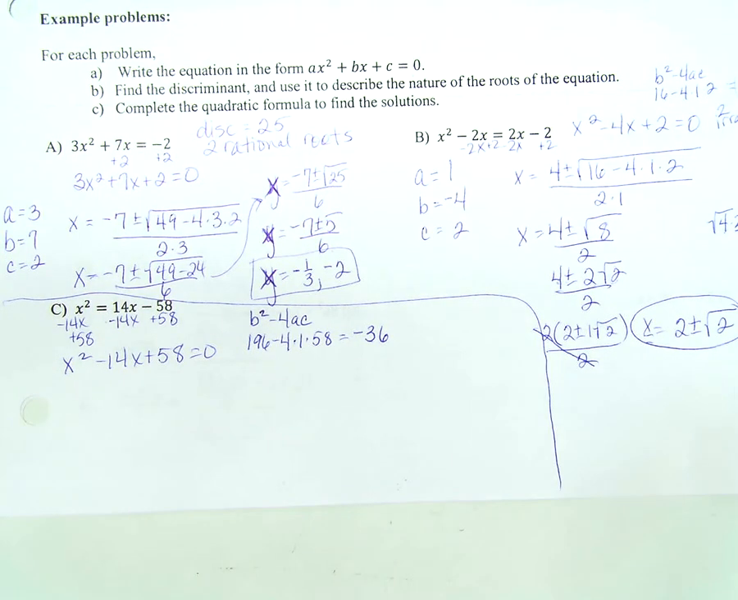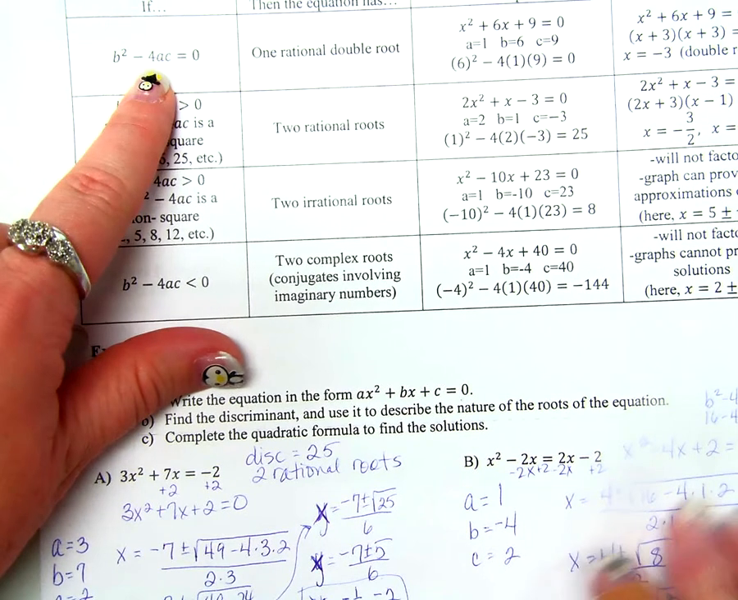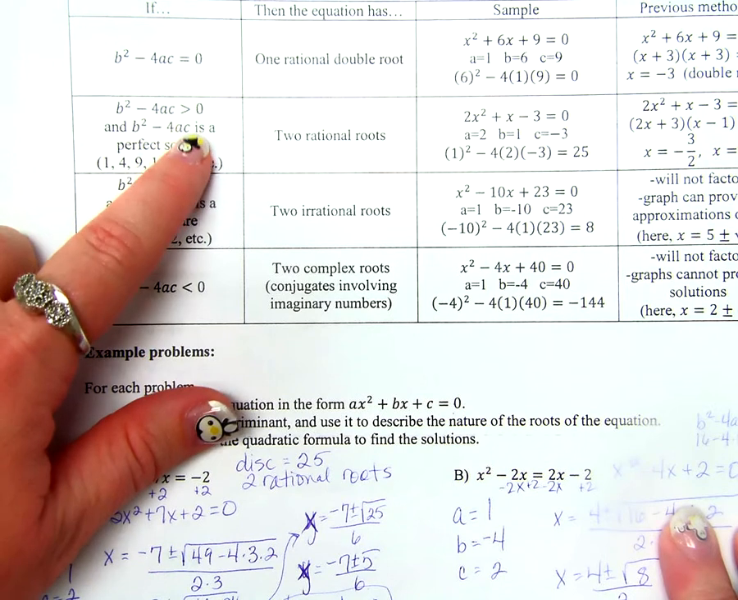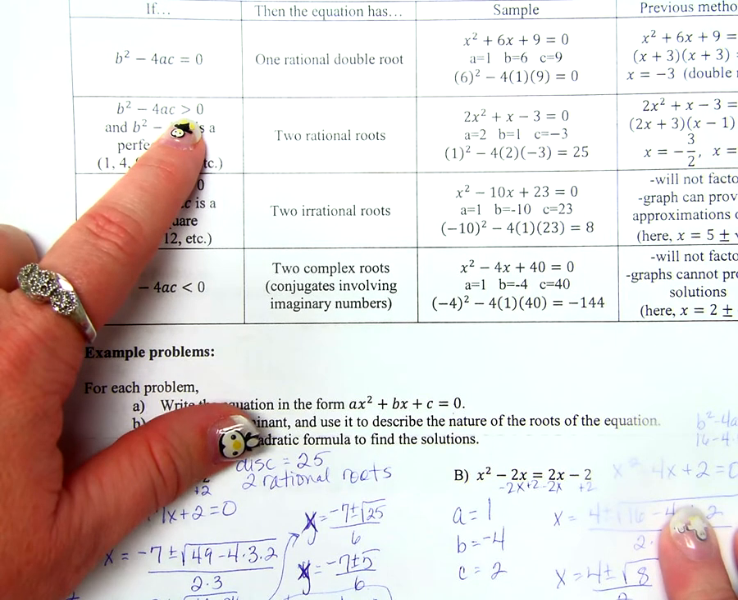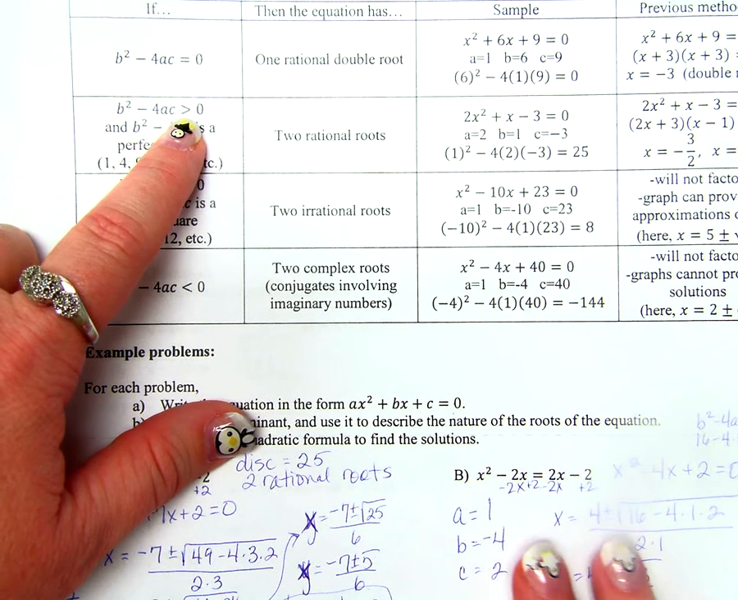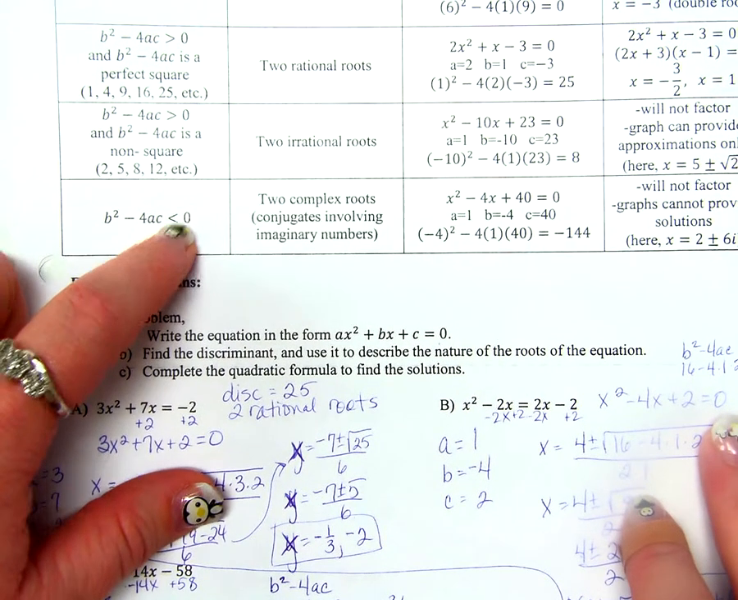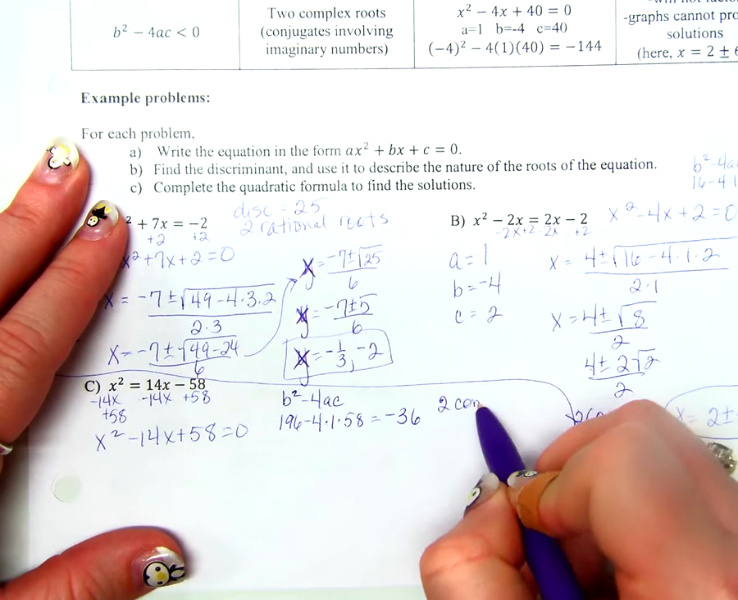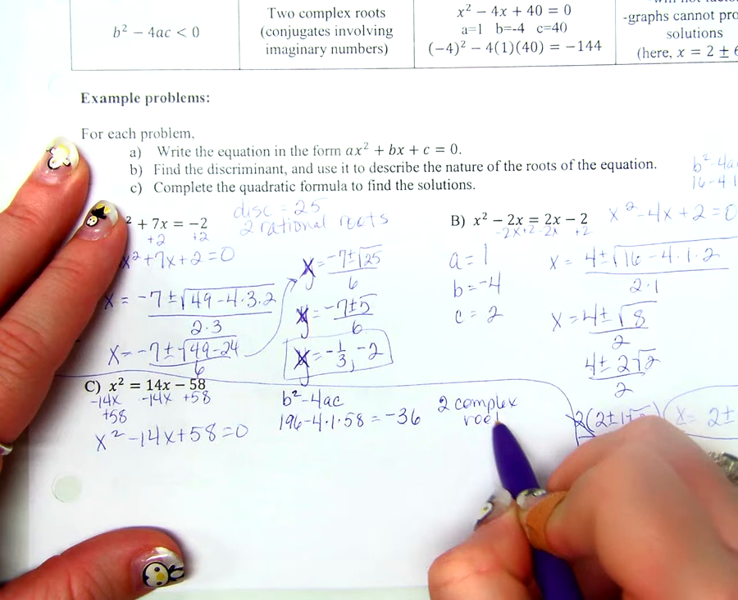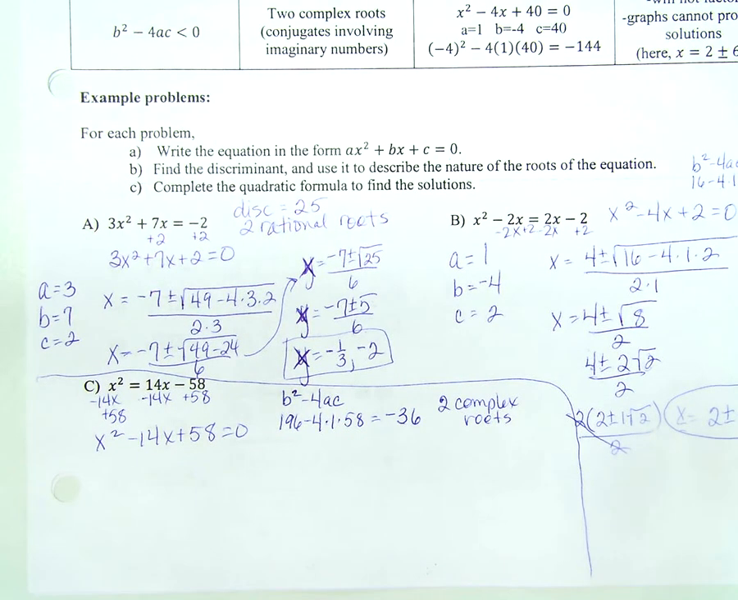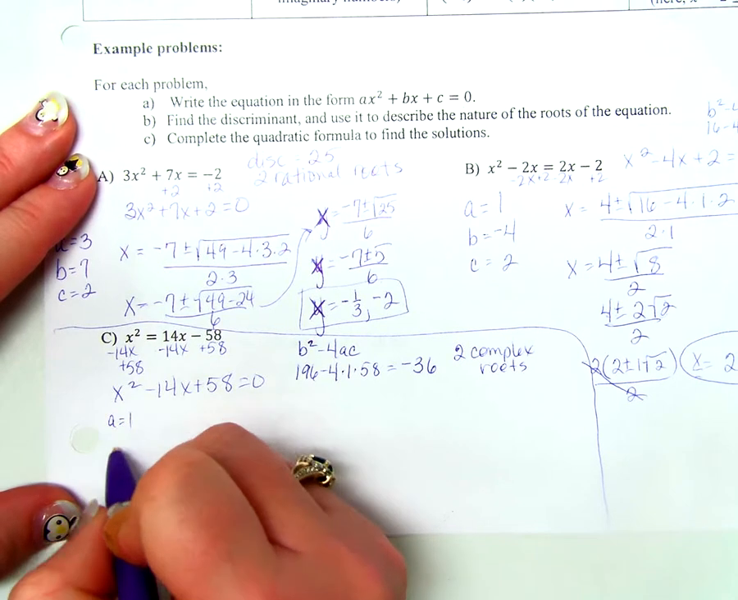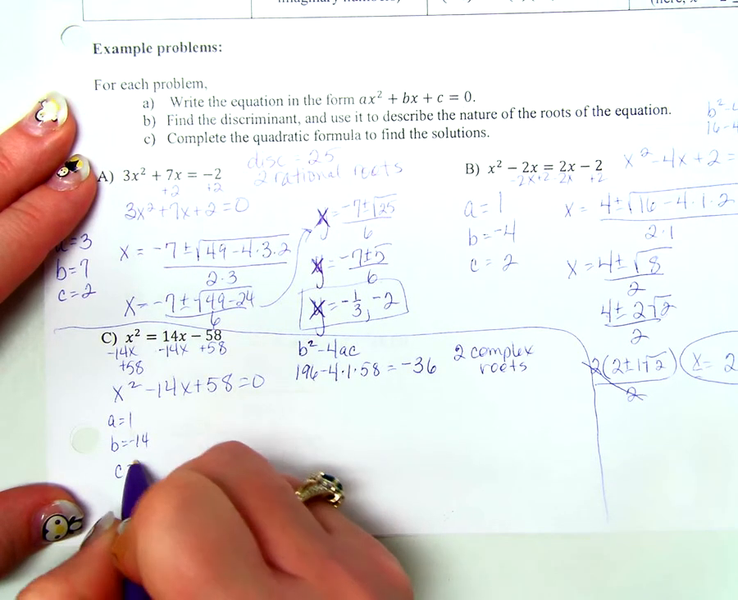Okay. What does that tell us? Is the discriminant greater than or equal to 0? Is it greater than 0? Is negative 36 greater than 0? No, so that skips both of these. Is it less than 0? So I'm going to get 2 complex roots, which means my answer is going to have to do something with i. Okay? So I already know my A is 1, my B is negative 14, and my C is 58.